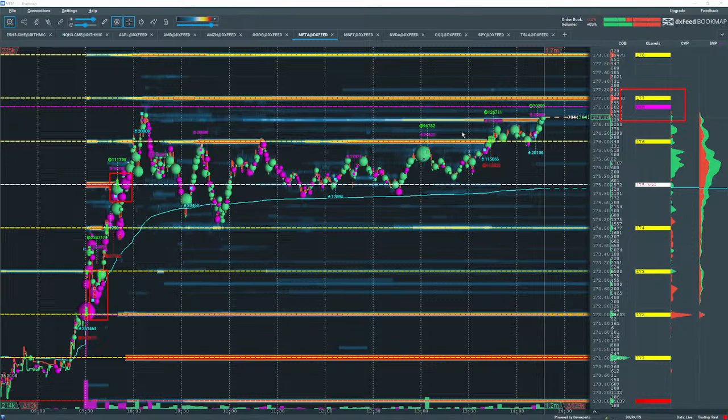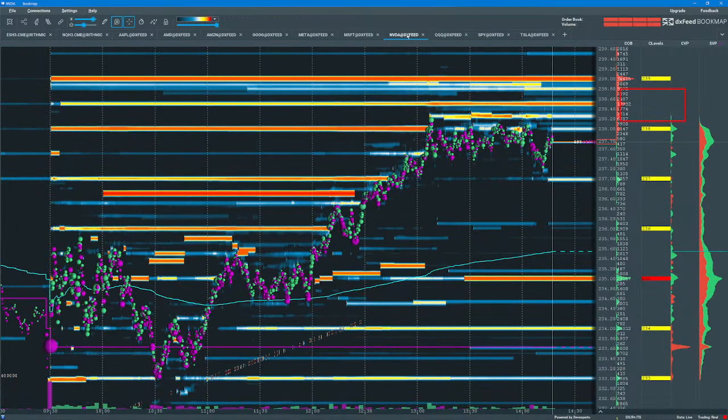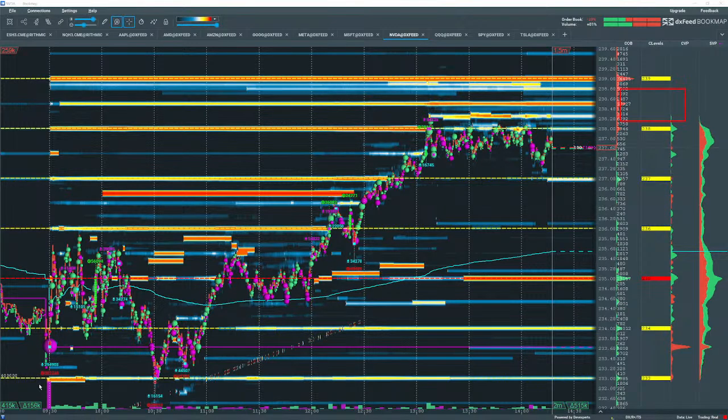And let's take a look at NVIDIA now. All right, so typical of NVIDIA, it chops around for 30 minutes or more, 30 minutes, 60 minutes in the morning, and then finally resolves one way or another. And today it has resolved higher. Price action has resolved higher.